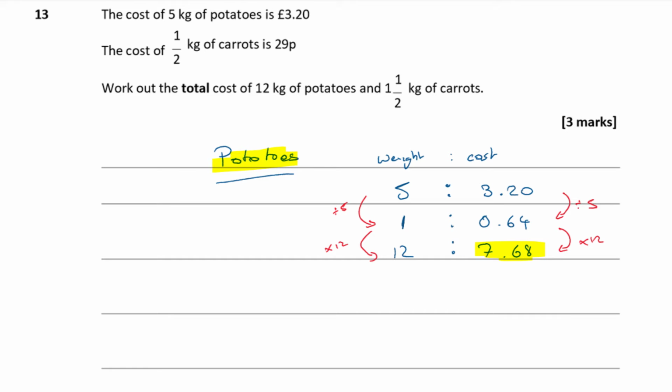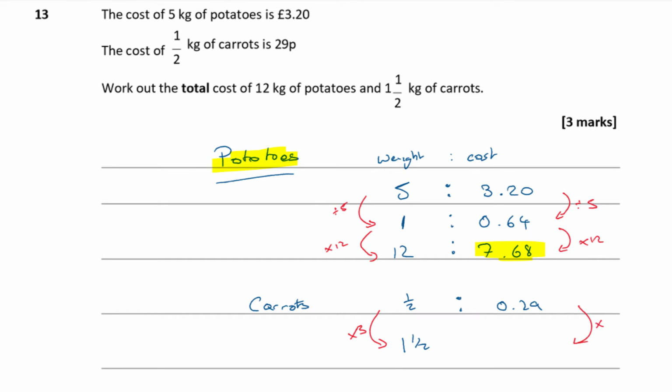Now let's go on to the carrots. Half a kilogram of carrots is 29p. We want 1.5 kilograms of carrots. I suppose I could do it as a ratio while we're on ratios anyway. So the weight of half a kilo of carrots is 29p, and we want 1.5. How many times more than a half is 1.5? It's actually 3 times more, isn't it?